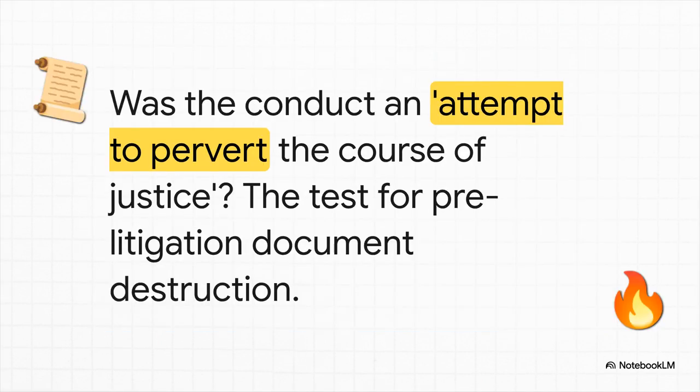And here it is. This is the legal test you need to write down and remember. From the appeal case of BAT v. Cowell. For a court to step in and strike out a defense because of pre-litigation document destruction, that conduct has to be so bad that it amounts to an attempt to pervert the course of justice. That exact phrase is key. It's a high standard, but for conduct this serious, it has to be.